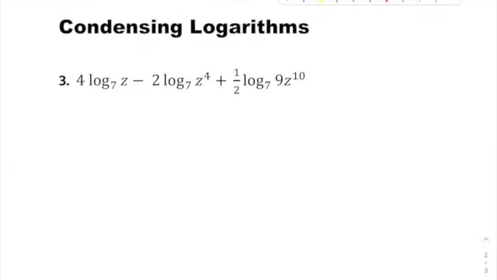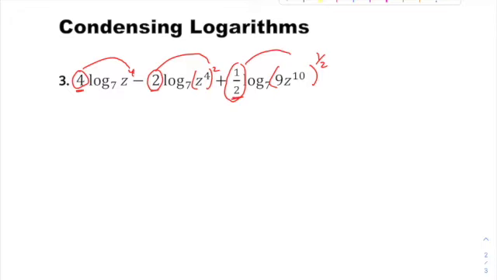There are 3 logs here, and so one thing you might like to do as your first step is to look at all those coefficients. Anything that's not 1 or negative 1, deal with it by using the power property, right? So I'm going to take this 4, and I'm going to raise that z to the 4th power. I'm going to take this 2, and I'm going to raise that z to the 4th, to the 2nd. I'm going to take this 1/2, and I'm going to raise this 9z to the 10th to the 1/2 power.